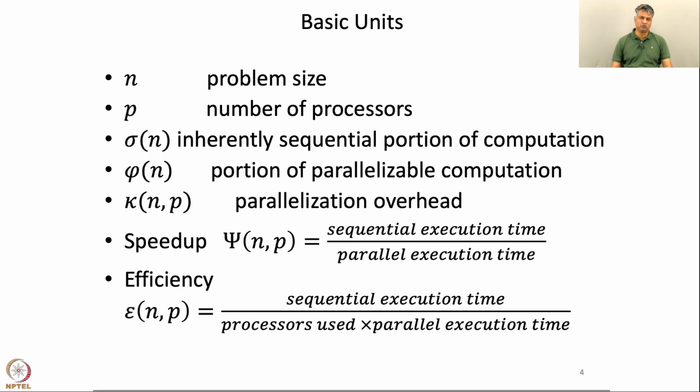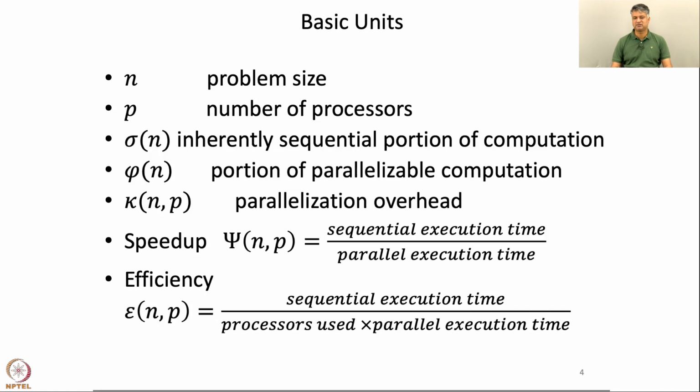Then you have the portion of the code which is parallelizable, which is psi of n. Again, this will have a functional dependency on the problem size. We also know that the more processors and the larger the problem, we will incur something called a parallelization overhead. Let's say kappa is a function which depends on both n, the problem size, and p, the number of processors. Obviously, the speed up that we want, psi, is a function of both the problem size and also the number of processors we end up using, and it is essentially the sequential execution time divided by the parallel execution time.